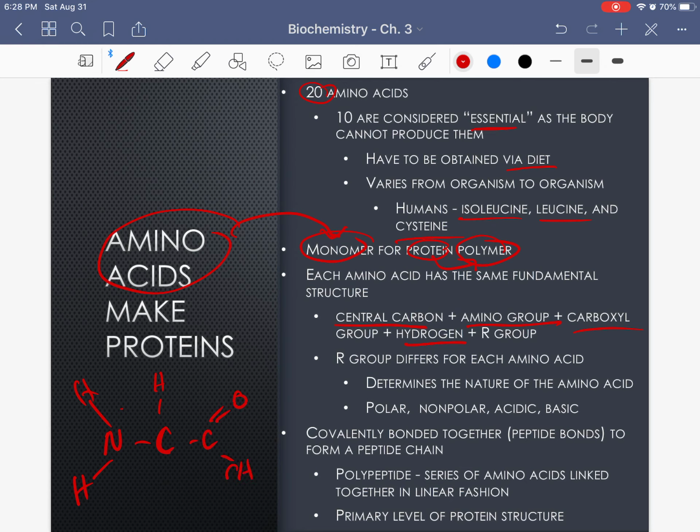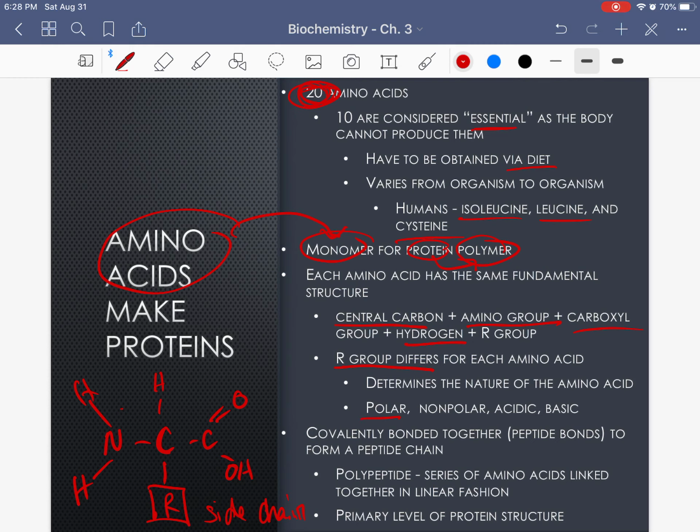There we go. And they all have an R group. And the R group is known as the side chain. It will vary from amino acid to amino acid. The R group differs for each of these 20 amino acids, and the difference determines the nature of the amino acid.